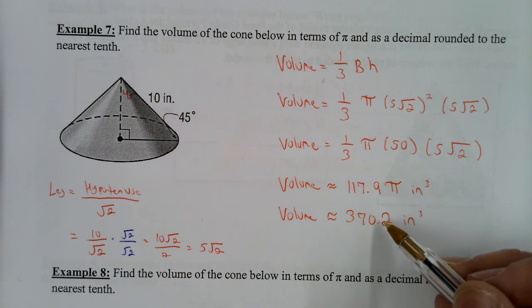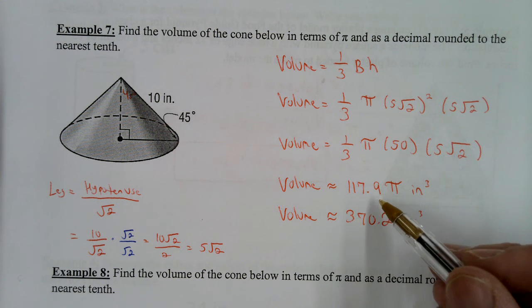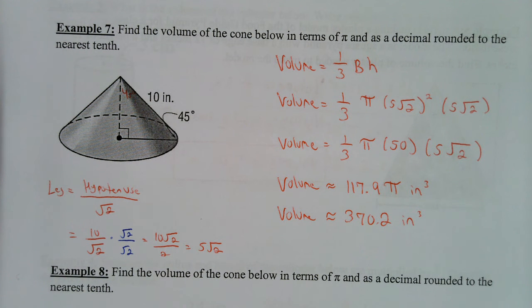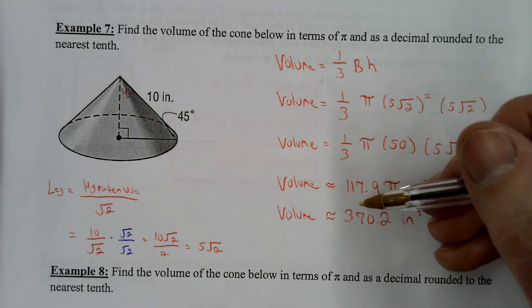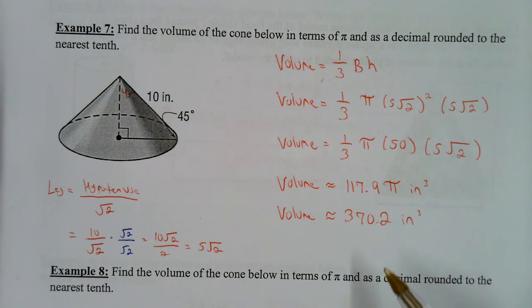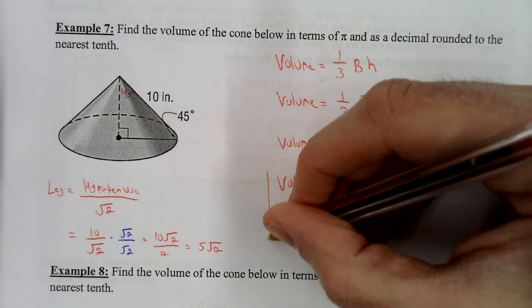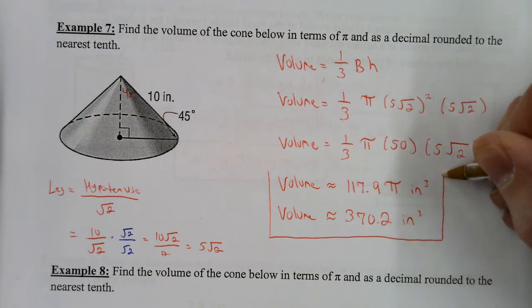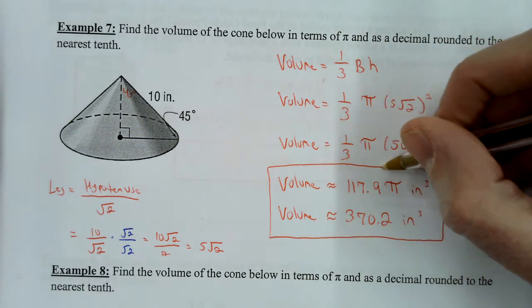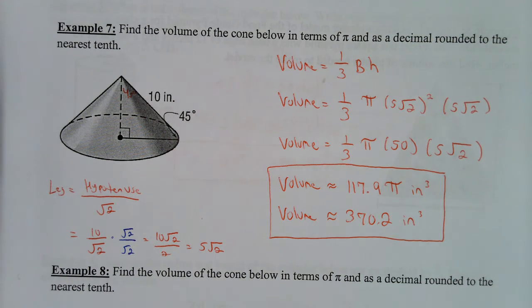Again, when I did this multiplication out, I did out the entire decimal. I did not just stop at 117.9. I listed the entire decimal times pi, and that's how I got exactly 370.2 when I rounded it. If you round before multiplying by pi, you may be off by like a tenth or two. Okay.